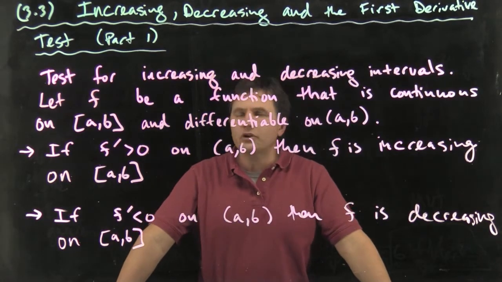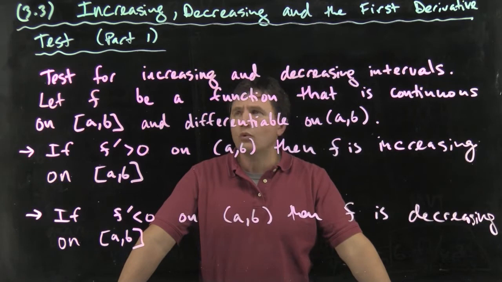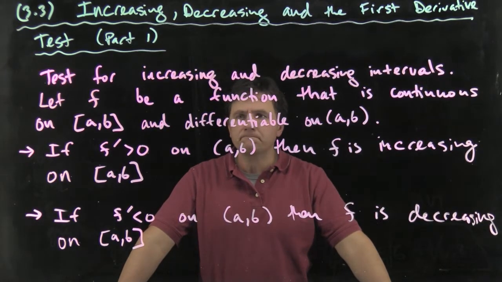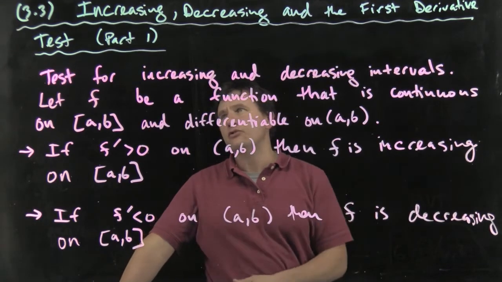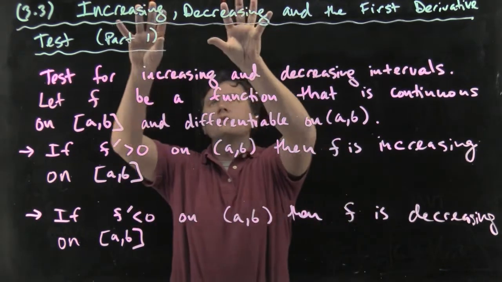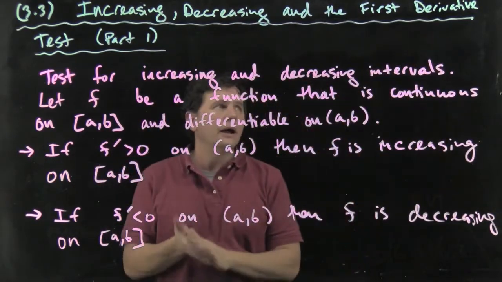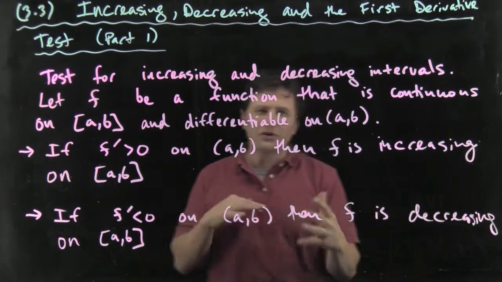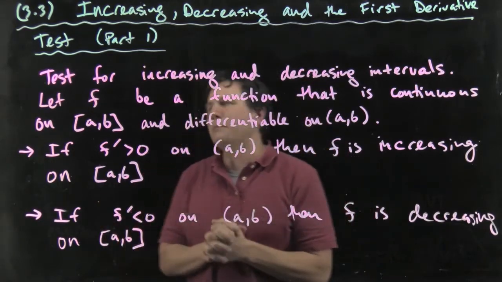Okay, I'm going to talk about section 3.3. This section will be done in two parts. Today's the first part. So this is increasing and decreasing in the first derivative test. Today we'll be focusing on increasing and decreasing. And then when we do part two, we'll do the first derivative test. These are closely connected, so that's why we do them sort of as one topic.